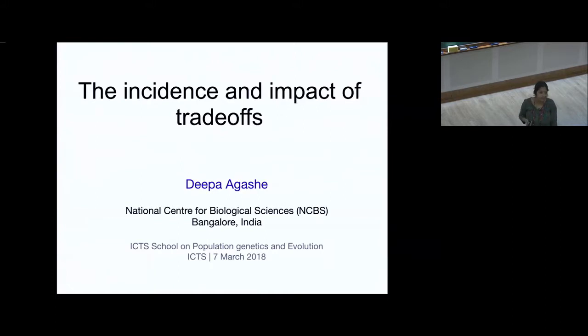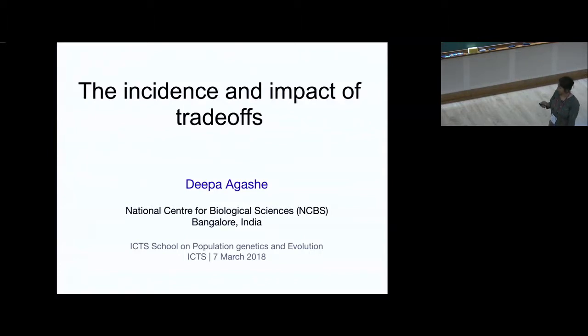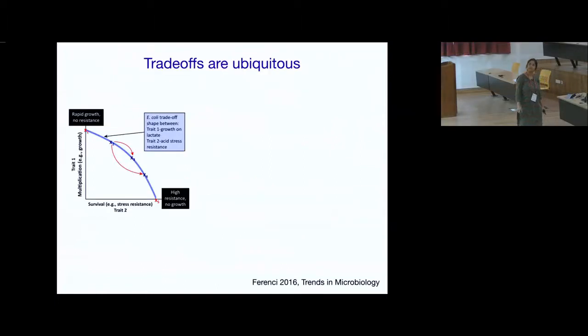This is not directly related to population genetics, but I think it impacts a lot of population genetic models which depend on trade-offs and look at the impacts of pleiotropy in general on evolutionary or adaptive effects. So I'm going to talk about the incidence and impact of trade-offs. I think many of you are aware that trade-offs are ubiquitous.